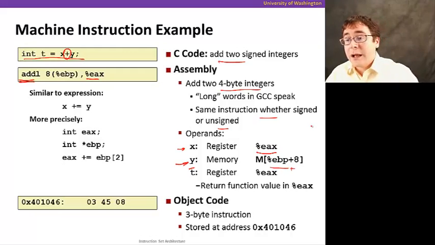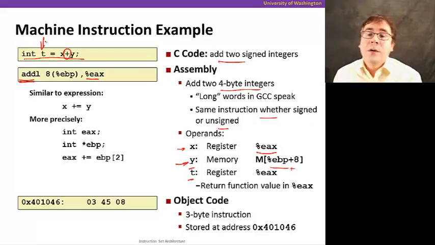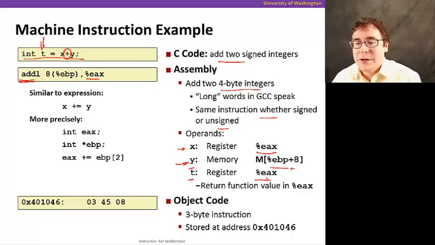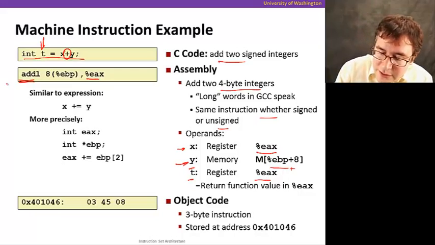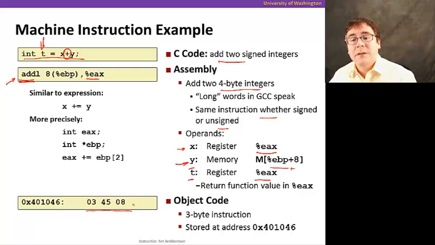Great. Now t here, which is where the result of our addition goes, also happens to be a register, which is EAX. So in fact, EAX is both an operand as well as the destination of the operation. Now, this assembly instruction became 3 bytes in our object code, in our machine code, and it happens to be stored in this address here.